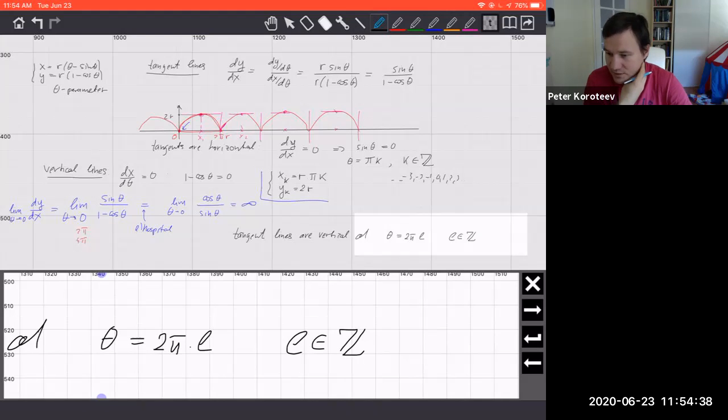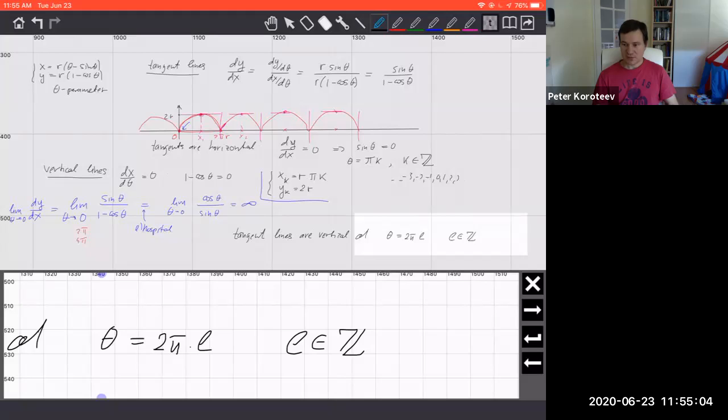Oh, Jonathan is replying to Julian. So the 2r comes because if you have a wheel of radius r, a circle of radius r, and it stands on the bottom, on the plane, then the top has height 2r. There's a whole diameter there. Yeah, that's right.